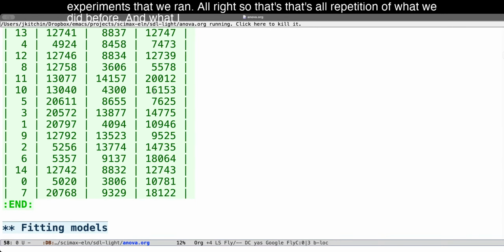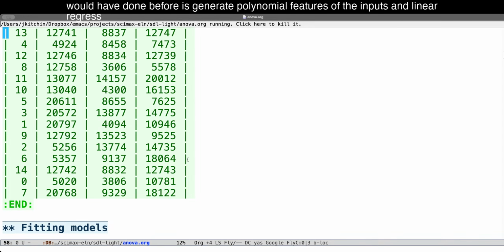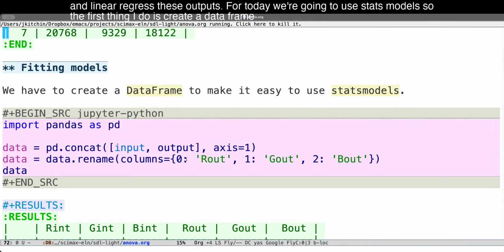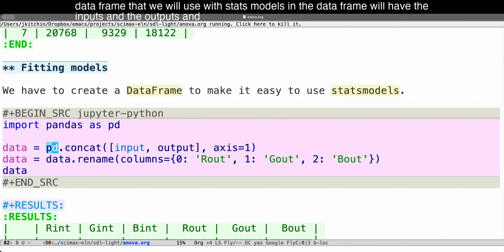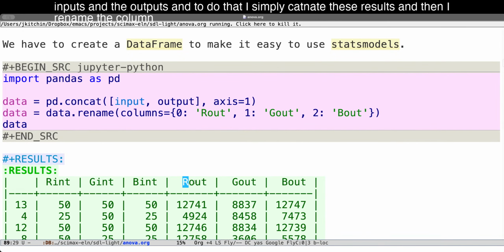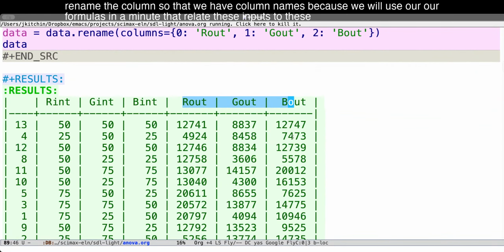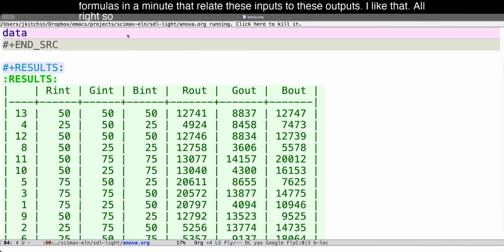What I would have done before is generate polynomial features of the inputs and linearly regress these outputs. For today, we're going to use statsmodels. So the first thing I do is create a data frame that we will use with statsmodels. The data frame will have the inputs and the outputs, and to do that, I simply concatenate these results. And then I rename the columns so that we have column names, because we will use formulas in a minute that relate these inputs to these outputs.